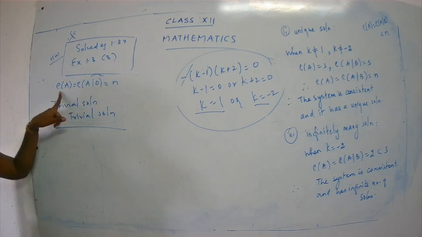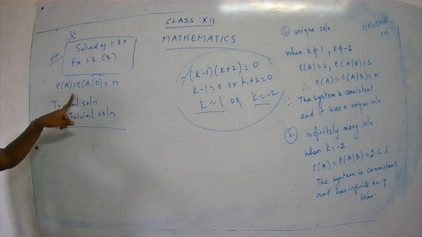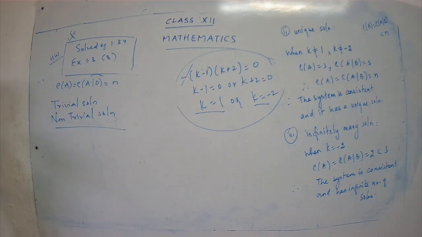So if rank of A is equal to rank of AO is equal to n, we say the system is consistent and it has a trivial solution. That is, it is going to have a unique solution. Clear, children? It has a unique solution.